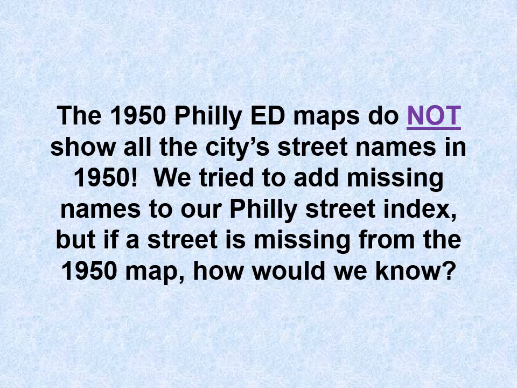The 1950 Philly ED maps, the federal maps, do not show all the city's street names in 1950. That's quite apparent. We tried to add, we being the One-Step team, we tried to add missing names to our Philly street index. But if a street is missing from the 1950 map, how would we know?